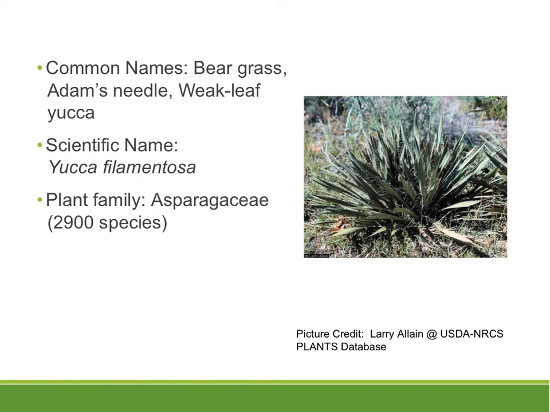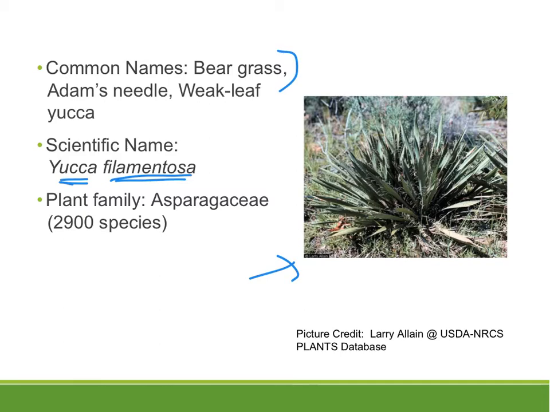For example, here we can see a plant, and if you have some familiarity, you can say, okay, that looks like a succulent, something that can handle hot weather, and maybe it's a yucca plant. It has several common names. It's known as bear grass or Adam's needle or weak leaf yucca, but its scientific name is Yucca filamentosa, and that is the only plant, the only organism that has that scientific name. The yucca represents the genus, filamentosa is the species.